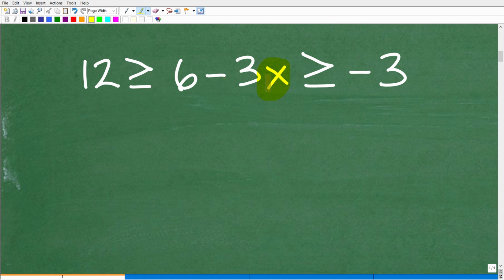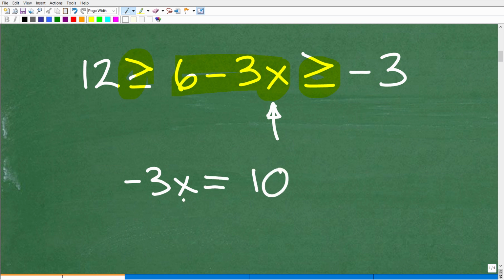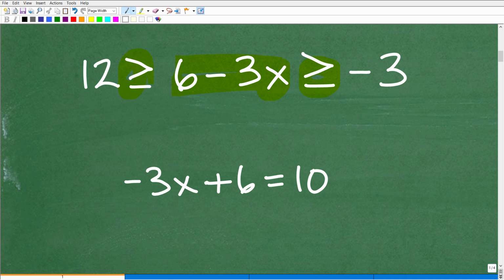Now, x is this variable, and it's in the middle of these two inequality symbols right here. So you want to think to yourself, if I had to solve for x, like if we have -3x is equal to 10 or something, you have to do the basic algebra steps to solve for this particular variable. We'll make it more interesting, like a two-step equation, something like this. Oh, okay, I know how to solve this.